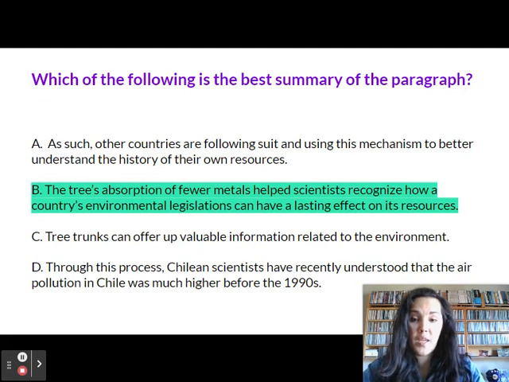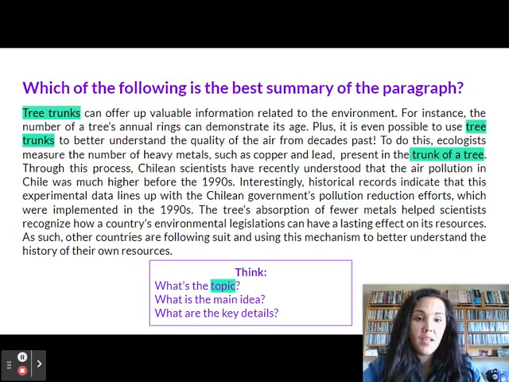The best answer is B. The tree's absorption of fewer metals helped scientists recognize how a country's environmental legislations can have a lasting effect on its resources. Here, I'm going to break down these think questions with you.